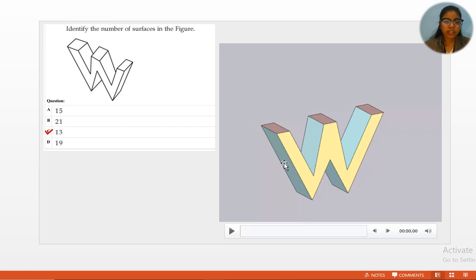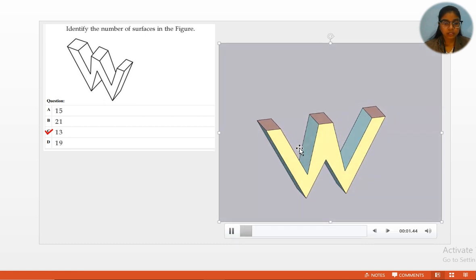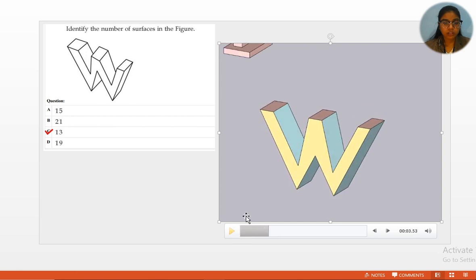So if we look at the image, this is your first one: first, second, third, fourth, fifth, sixth, 7, 8, 9, 10, 11, 12, and 13. Now look at this. These are your top part. This is your slant part. If we talk about the slant part, how many surfaces are there? 1, 2, 3, 4, 5, 6. This is your 7. This is your 8. So 8 slant surfaces.